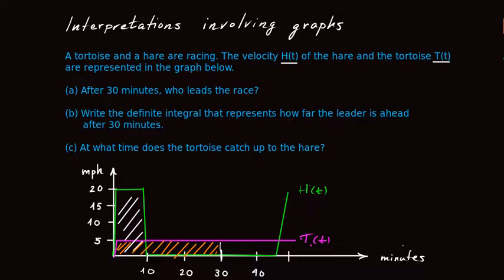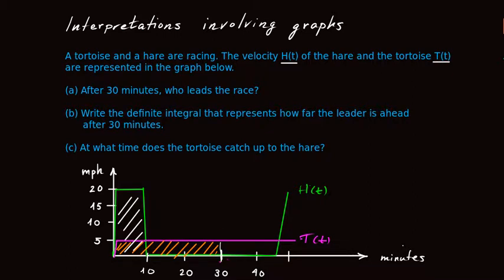that starts at 5 miles per hour and stays there throughout the race, whereas the hare starts off fast at 20 miles per hour and then takes a siesta and stays asleep. It's this green curve. He's not moving at all until well after 40 minutes, maybe 47 minutes, when he wakes up. Now, the first question asks, after 30 minutes, who leads the race?